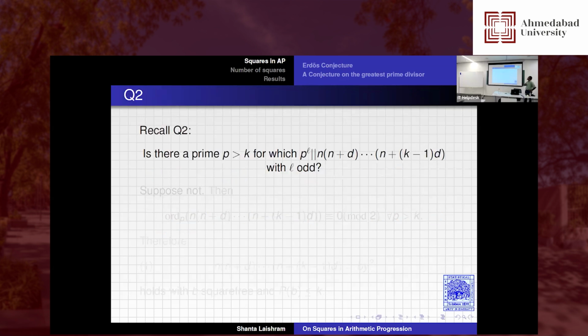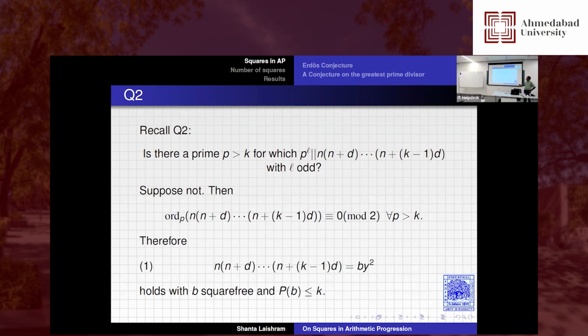So let's start with question number 2. What question number 2 says is: can you find a prime bigger than k which divides this product of k consecutive terms of an arithmetic progression to an odd power? Suppose the answer is no. What happens? Then every prime bigger than k will divide this product to an even power. So the order of p dividing this product is going to be 0 mod 2.